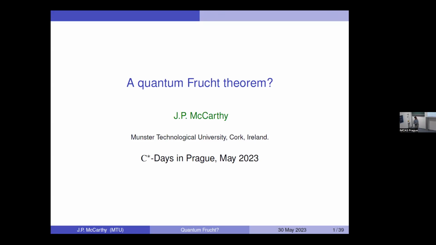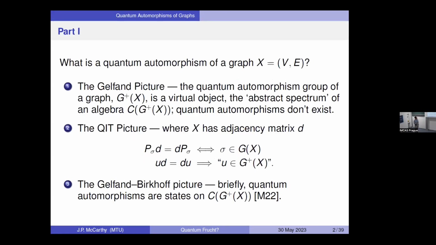So the first half of the talk, I'm going to talk about quantum automorphisms of finite graphs. Here are some very rough different pictures of what a quantum automorphism of a graph is.